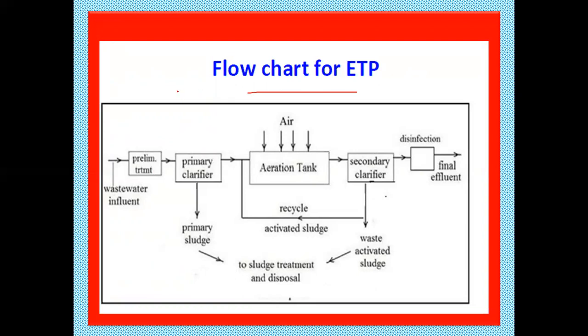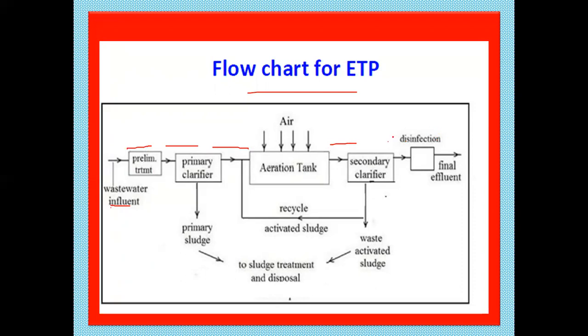If you see the flow chart, the waste water goes like this. The waste water influent, that is untreated waste water, goes to the preliminary treatment, gets processed, and goes to the primary treatment. Then in the primary treatment, after getting processed, it goes to the aeration tank. In the aeration tank, air is suspended into the tank, thereby it gets purified to some extent and goes to the secondary treatment plant. From here, it goes out as the final effluent.